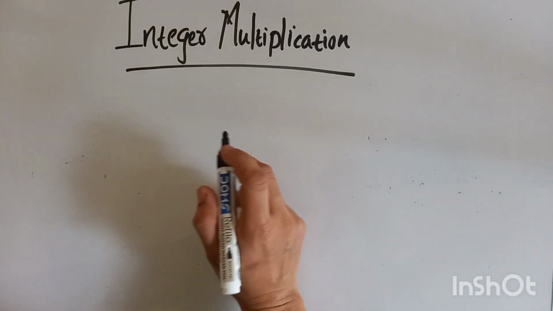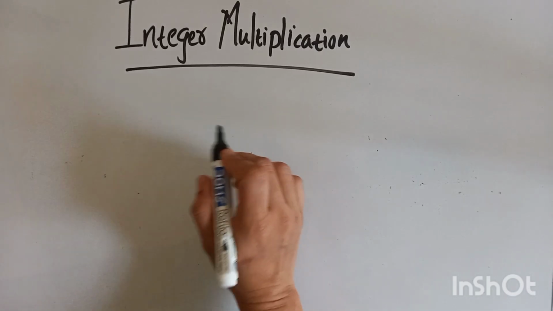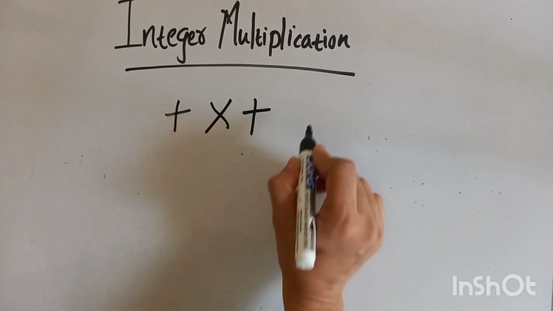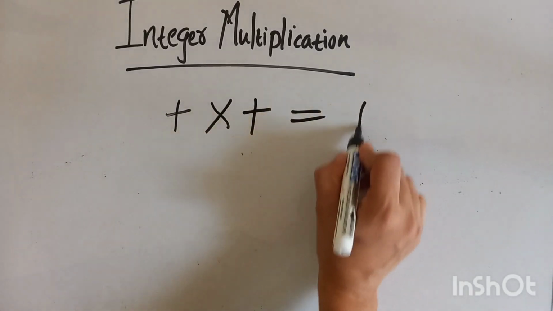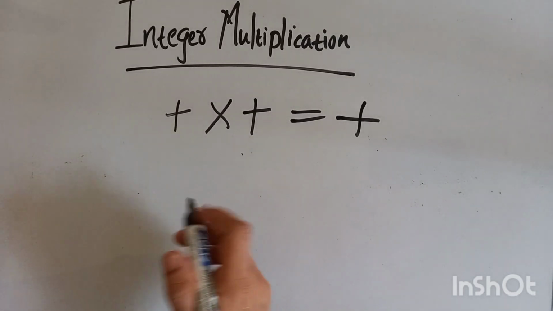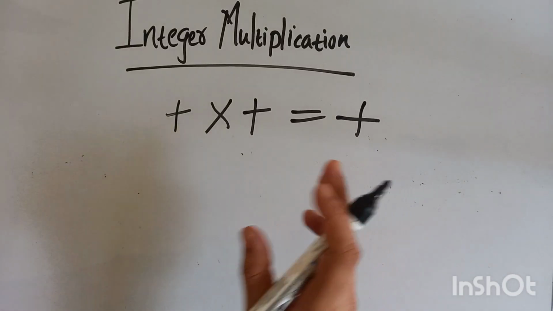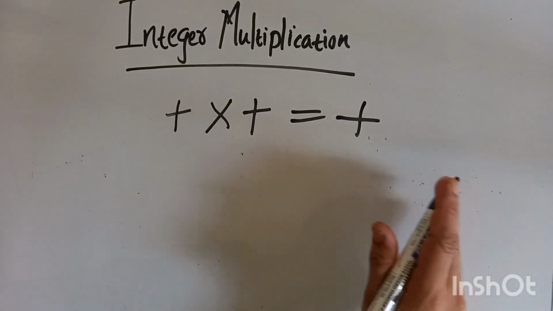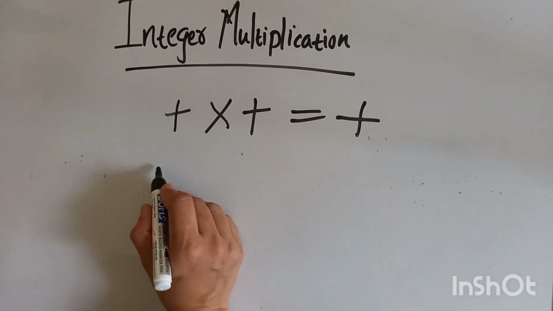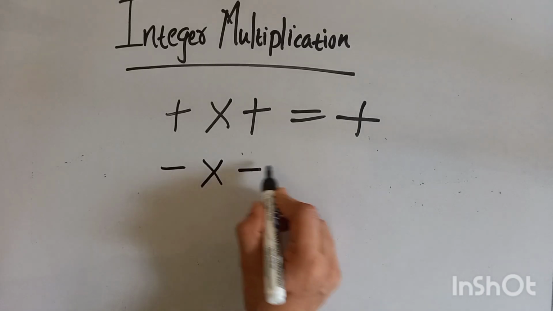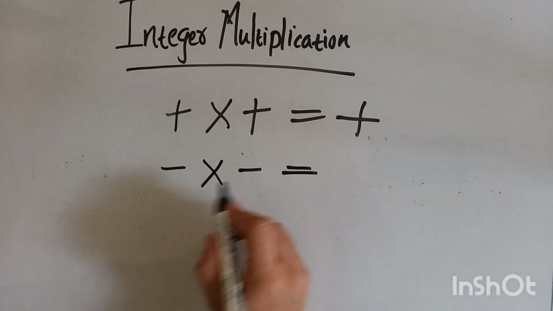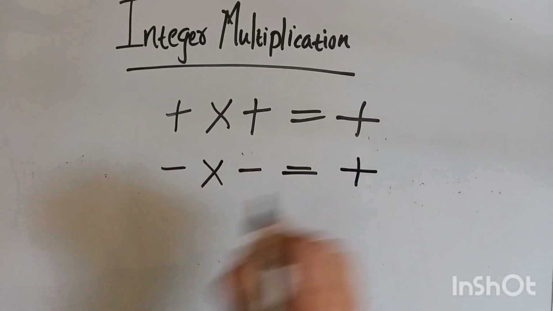If you are multiplying two integers of same sign, for example, positive multiplied by positive, the answer will be positive. Of course, that's obvious. If you are just multiplying number 2 and number 3, then 2 multiplied by 3, answer will be 6. Similarly, if you are multiplying two negative integers, that means integers of same sign, then also the answer will be positive.